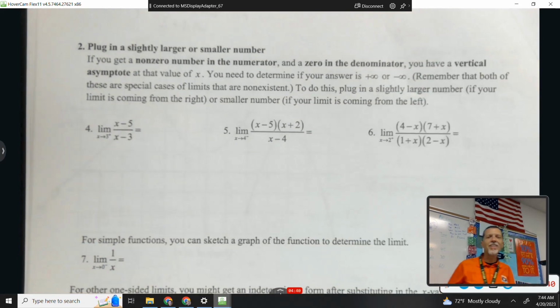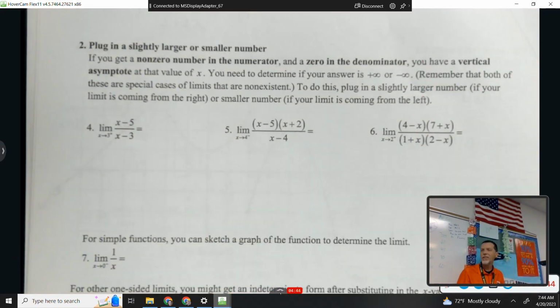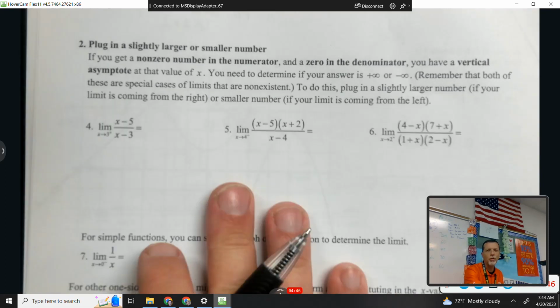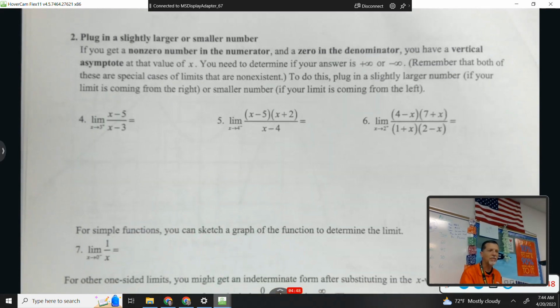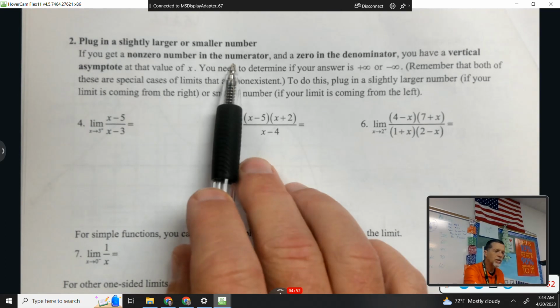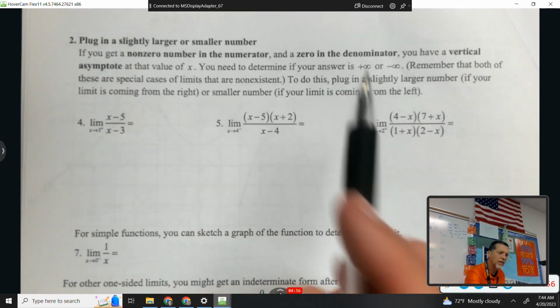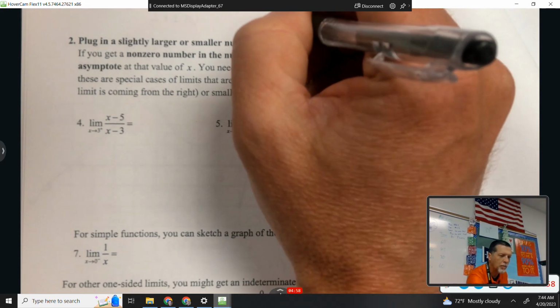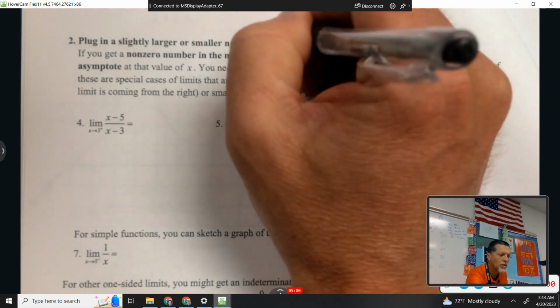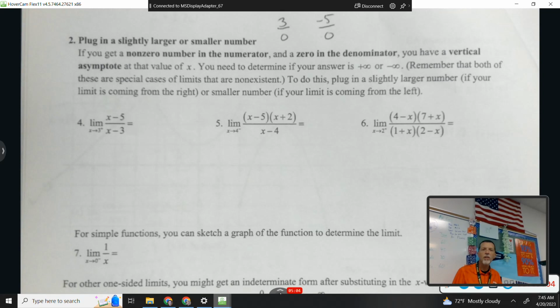And this is one of those days where you're going to look at me like I have 2 heads, I think. So we'll see. If you get a non-zero number in the numerator and a 0 in the denominator, like what just happened there, some 3 over 0 or negative 5 over 0, then you have a vertical asymptote.